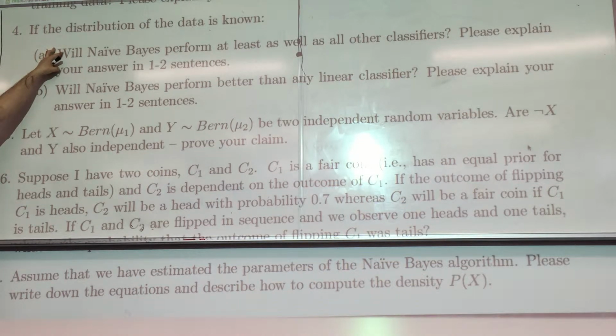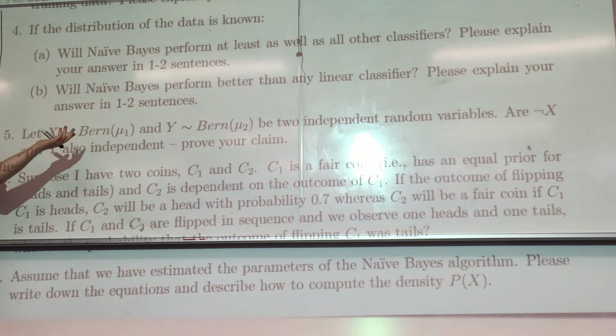In the last lecture I talked about this, but the problem is that I'm saying if the distribution is known, and it's conditionally independent, then this will perform as well as anything else. If it's not conditionally independent, then all bets are off. I don't know, any answer you put down is correct. So effectively I would have to throw out the question.